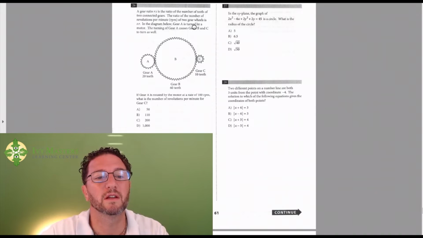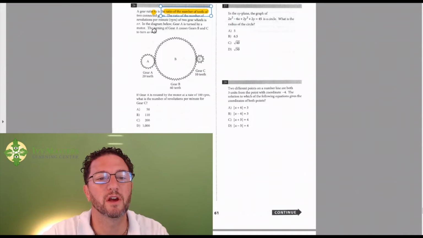Today we're going to look at Test 6, Section 4, number 26, which looks like the gears in a watch. 26 reads, the gear ratio, R to S, is the ratio of the number of teeth of two connected gears. The ratio of the number of revolutions per minute of the two gear wheels is S to R. Notice R to S and then S to R. It looks like it's an inverse relationship, and we'll look more into that.